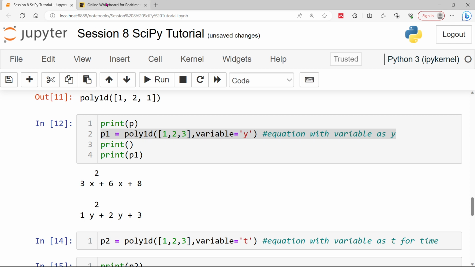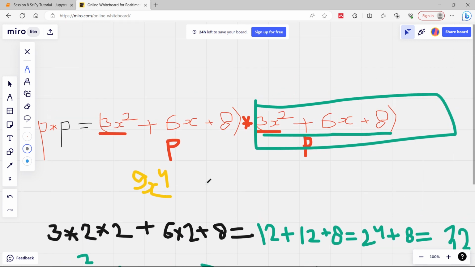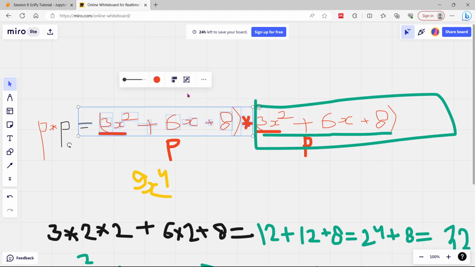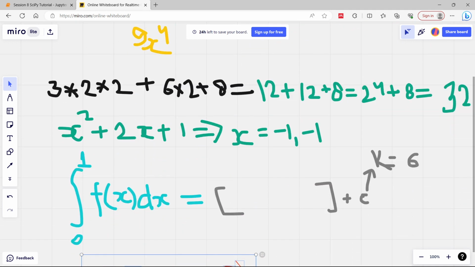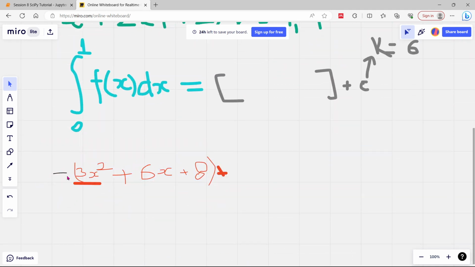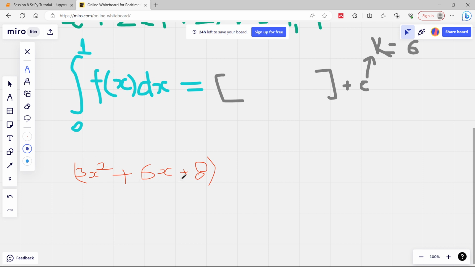So let me go to the above part. Here we have this value. Let me select this term. Here we have these terms, and drag it here, right? So we have this as an equation, right? What we are trying to perform is to get this 3x square plus 6x plus 8, right? So what will be the differentiation here?